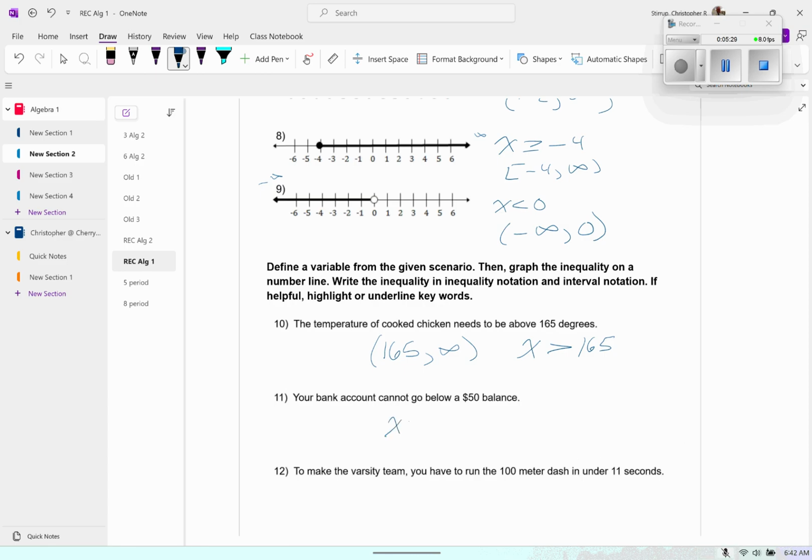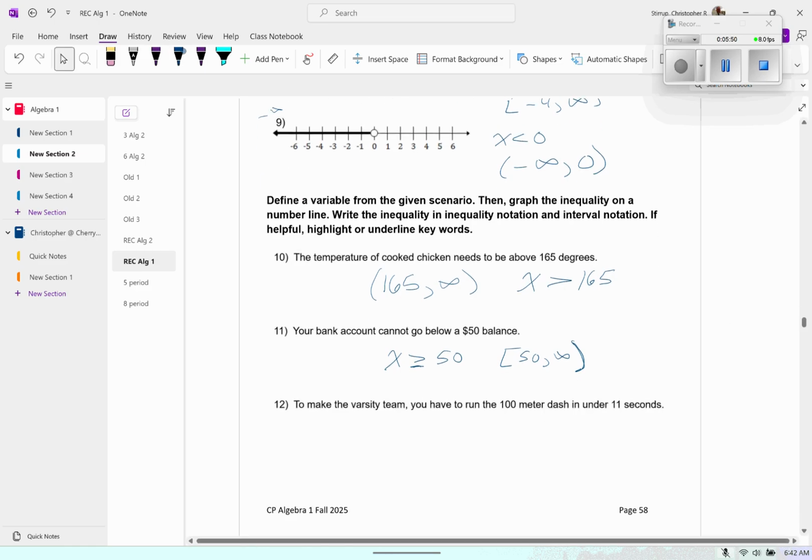Your bank account cannot go below a $50 balance. Okay, so your balance has to be bigger than 50. Okay, can't go below that. So then you're going to say, I guess it could also be equal to. So we're going to say 50 to infinity. Oh my gosh, infinity. Holy cow. That's a lot of money if you have infinite money.